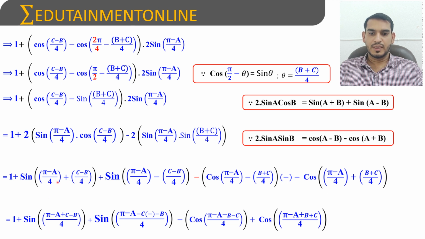Here, because the denominator is the same, we can write a single numerator for all the 4 terms. We can write π − A + C − B over 4, and here we can write π − A − C − of minus B is plus B, minus cos of (π − A − B − C)/4, and minus times minus, here it will become plus, cos of (π − A + B + C)/4.